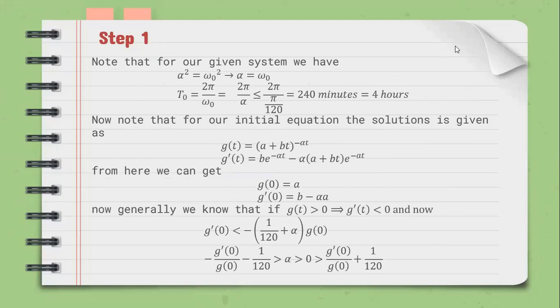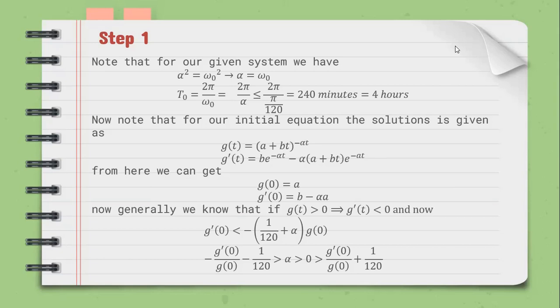So step 1, note that for our given system, we have alpha squared equal to omega 0 squared, which implies alpha equal to omega 0. And T0 equal to 2 pi over omega 0 equal to 2 pi over alpha, less than or equal to 2 pi over pi over 120, equal to 240 minutes, equal to 4 hours.